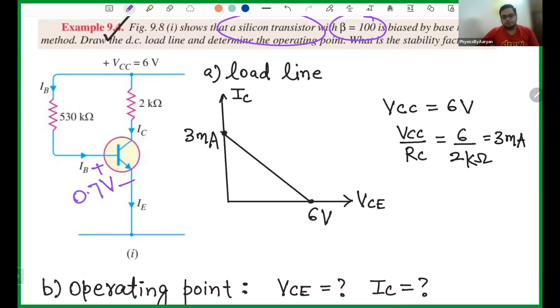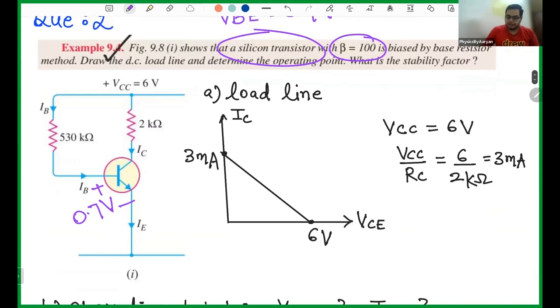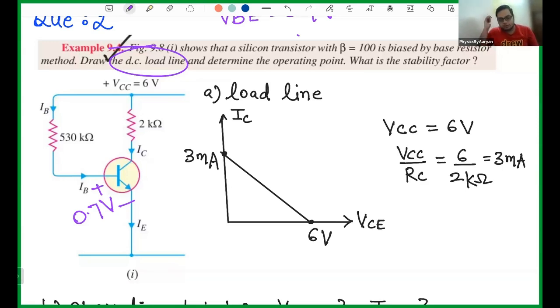Okay, fine. The first thing they are asking you is to draw the DC load line. So let's draw the DC load line. In the last lecture, we studied how to draw the DC load line. On the x-axis, you have the output voltage, which is between C and E, so the output voltage is VCE. And your output current is IC.